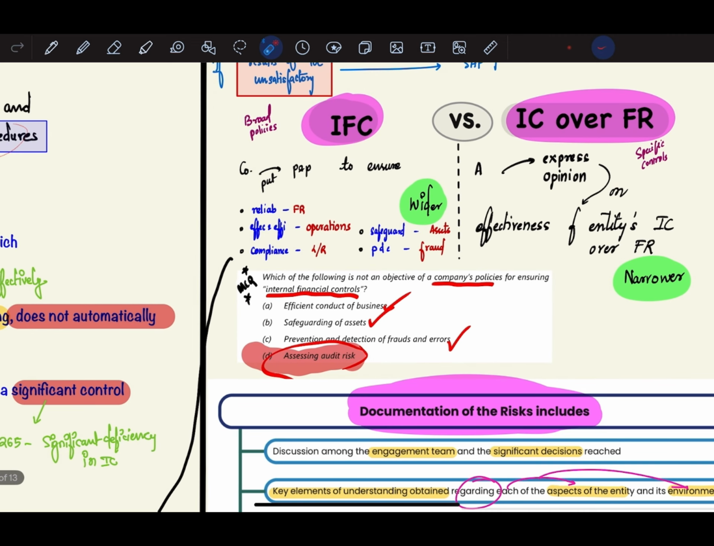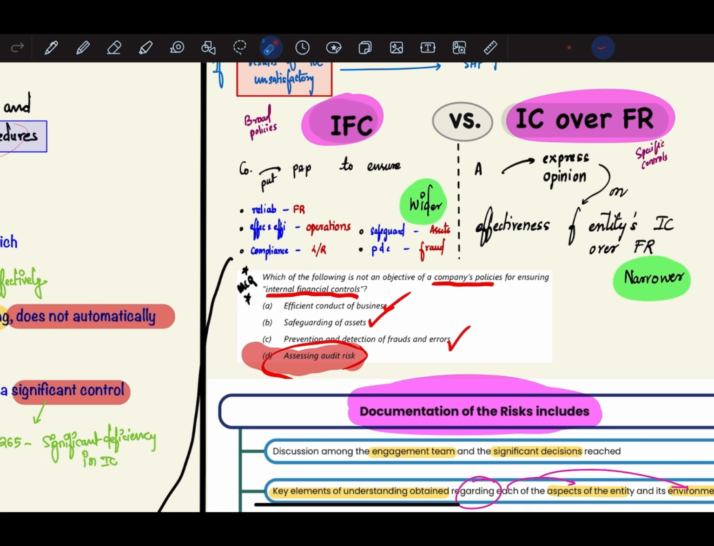Next important concept is internal financial control and internal control over financial reporting. We have already discussed this in SA 610, so let's keep it short. Internal financial control is nothing but the policies and procedures which the company puts in place to ensure these five things: the reliability of financial reporting, effectiveness and efficiency of operations, compliance with law and regulation, safeguarding of assets, and prevention, detection and correction of fraud.